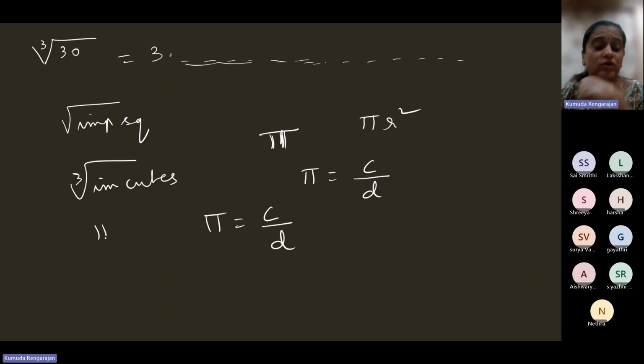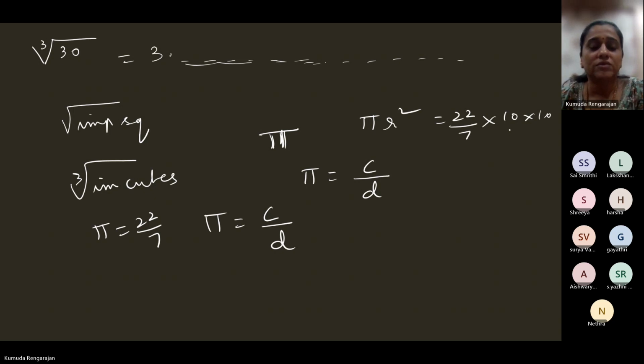For calculation purpose, we take pi as 22/7. When we find the area of a circle, pi r square, we say 22/7 into whatever is the radius, so 10 into 10. Now 22/7 is a rational number because 22 is an integer, 7 is also an integer. Integer by integer is a rational number.